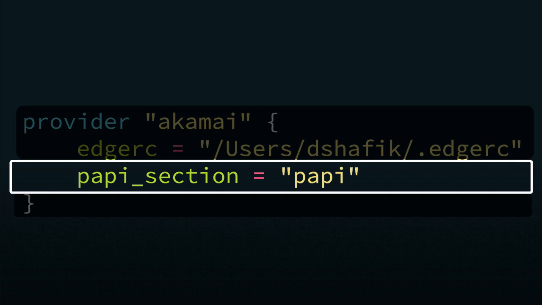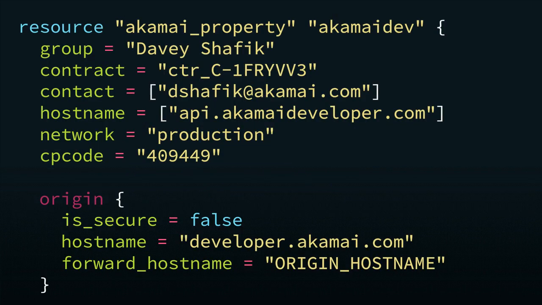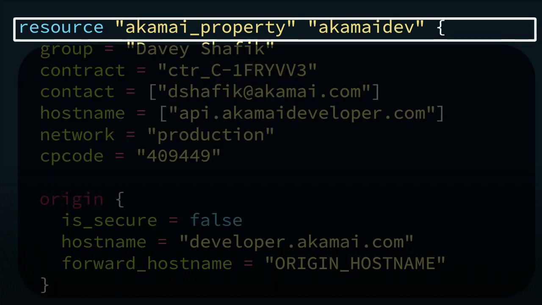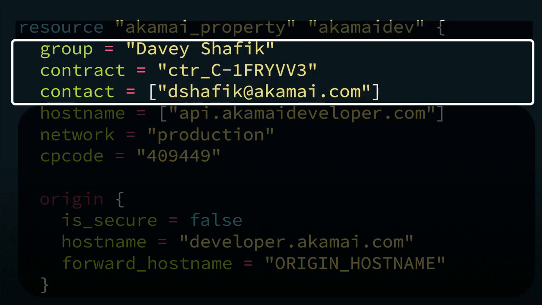And then this is the actual resource. Now this is a much longer configuration, but there's obviously a lot more going on for a property. So we're going to set up an Akamai property resource. We're going to call it Akamai Dev. And then we're going to specify some very simple prerequisites. So in this case, the group name, the contract ID, and then a contact, and that's the person who will be emailed whenever the property gets activated.